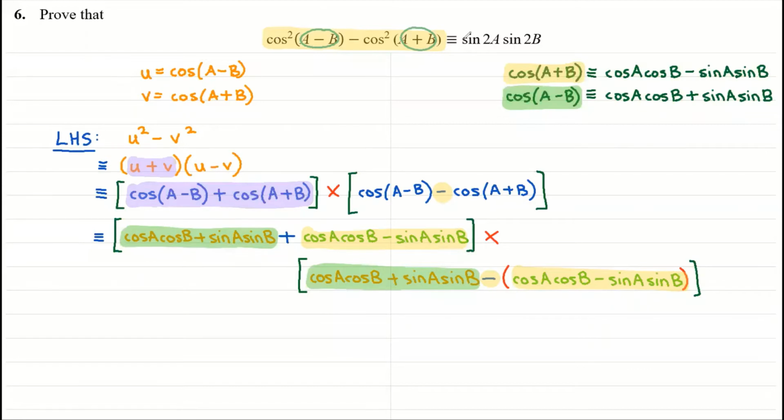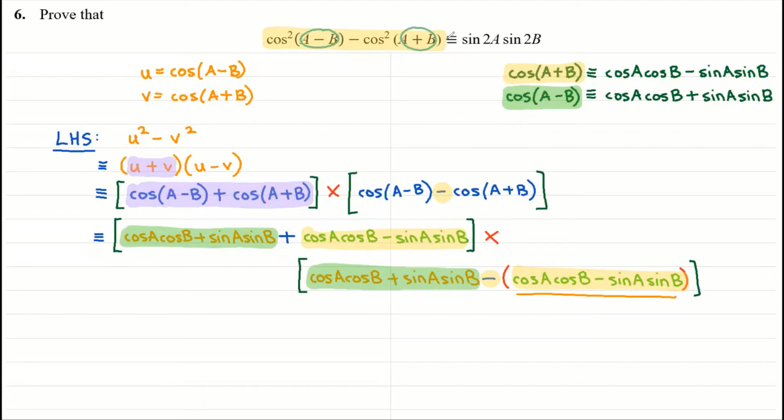So that's why I've used the brackets. It's extremely important that you do that. It's rather a nasty looking piece of algebra there, but we should have some simplification now. We're only going to end up with sine 2A, sine 2B. So let's see what happens. Now, we've got an addition, but because we've got positives and negatives, there should be some cancelling going on here.